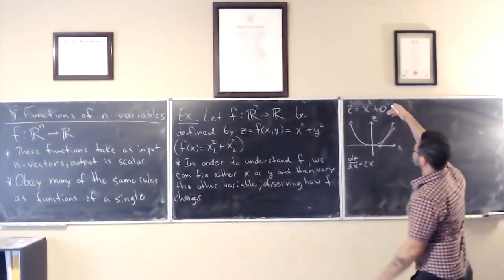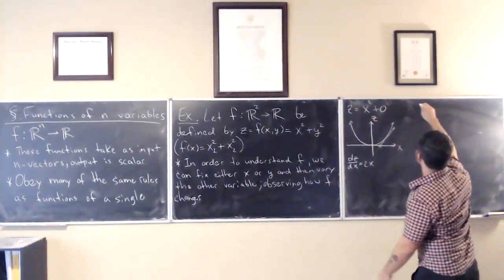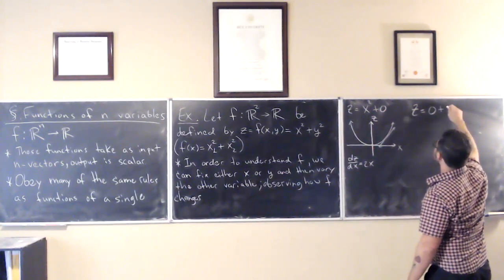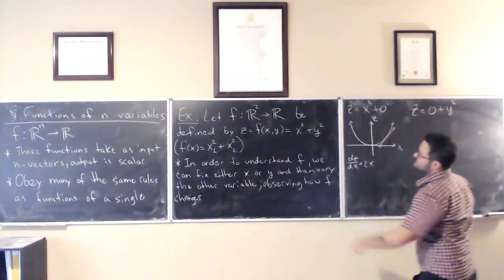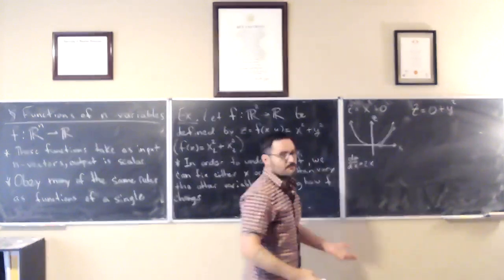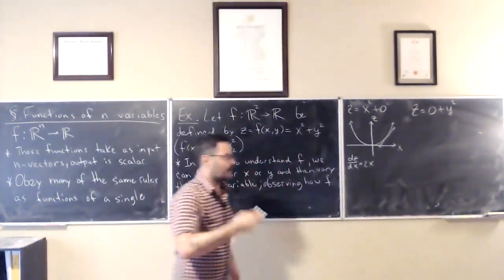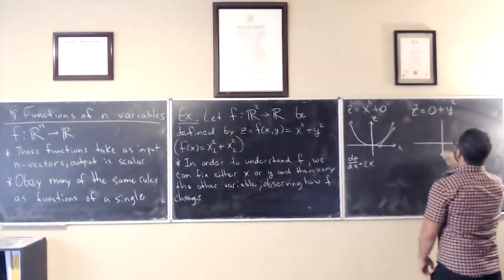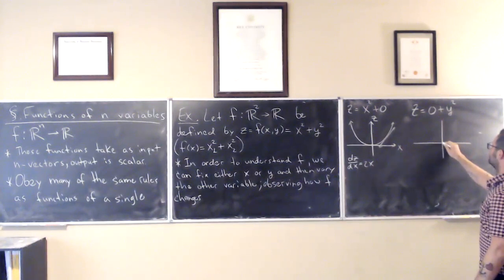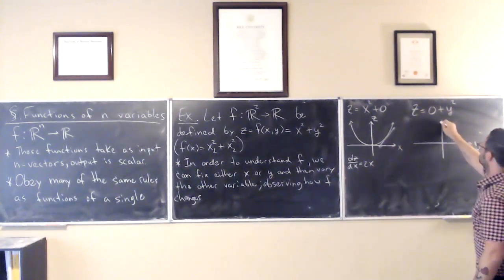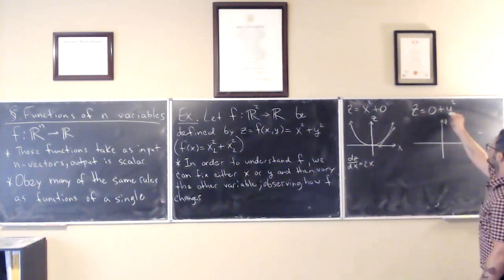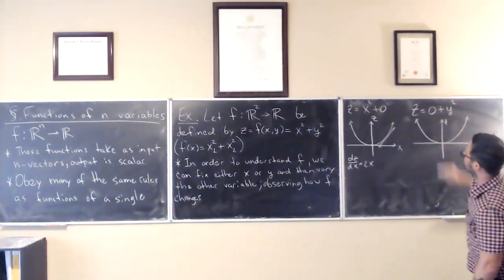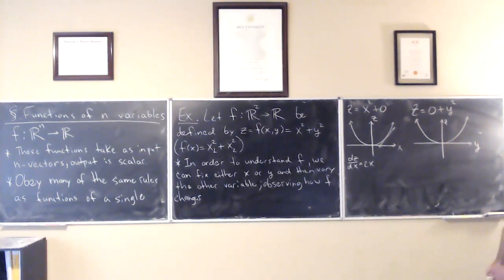Okay, well, that was when we made y a constant. What about when we make x a constant? So we just set x equal to 0. Let's see how z behaves as we vary y now. And again, this is just going to be a parabola. So y, z, and as we vary y, we're just going to have another parabola like that.